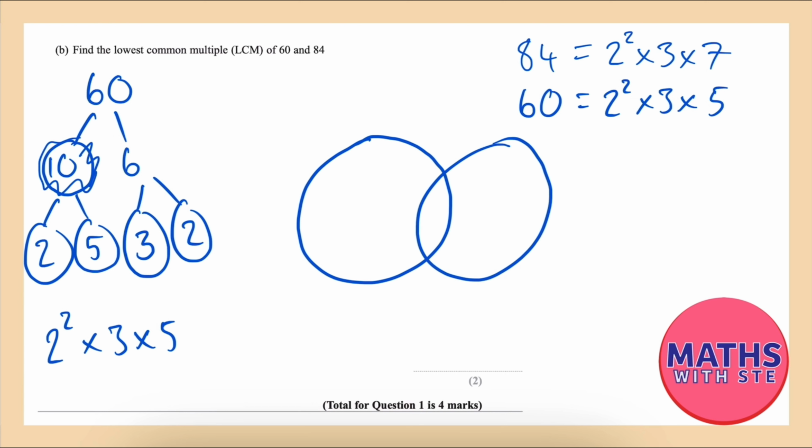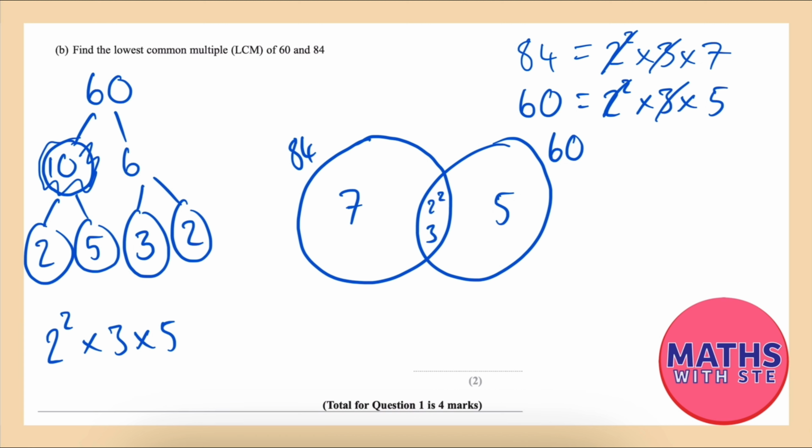Okay, I'm going to say this one's 84 and this one's 60. Now, what goes into 84 but also goes into 60? 2 to the power of 2 does. So I can write 2 to the power of 2 in there. That goes into both of them. And 3 also goes into both of them, so we've got 3 there. On 84, we've got 7. And on 60, we've got 5.